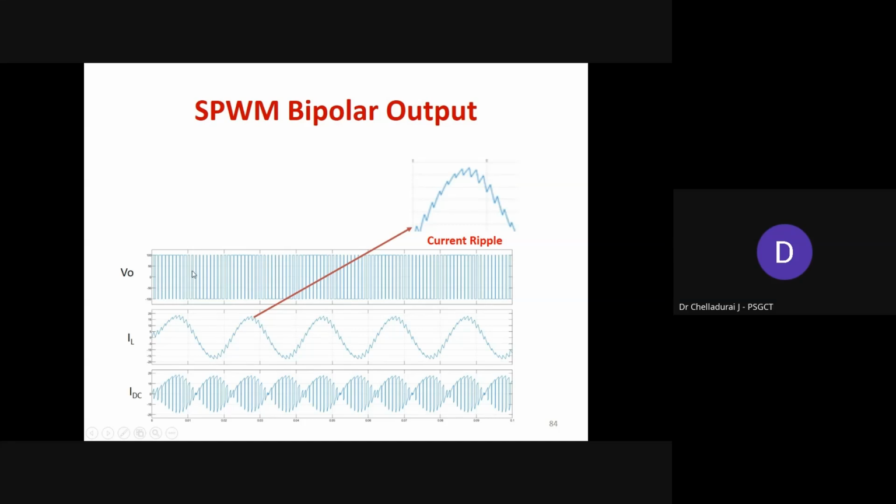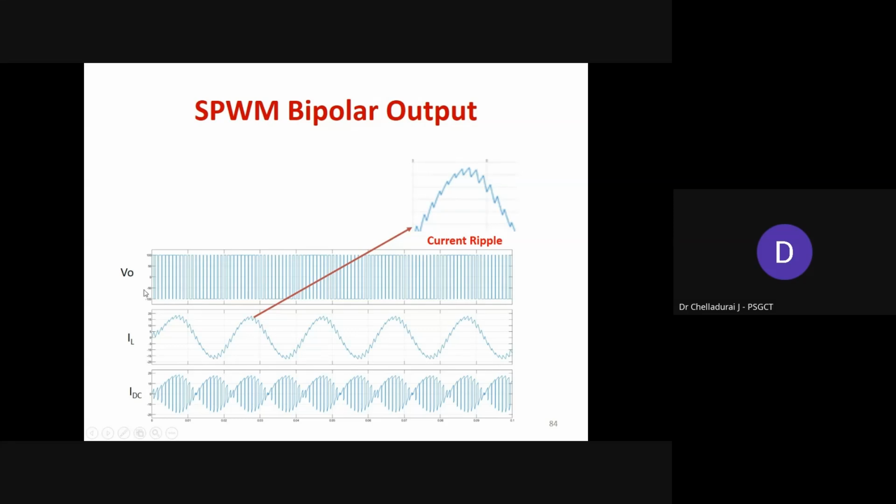But the output average switching frequency is only 1 kilohertz, whereas in unipolar it is 2 kilohertz. Another advantage here is that the IDC current ripple is less. So a small size capacitor is enough to maintain the DC link voltage magnitude as constant.